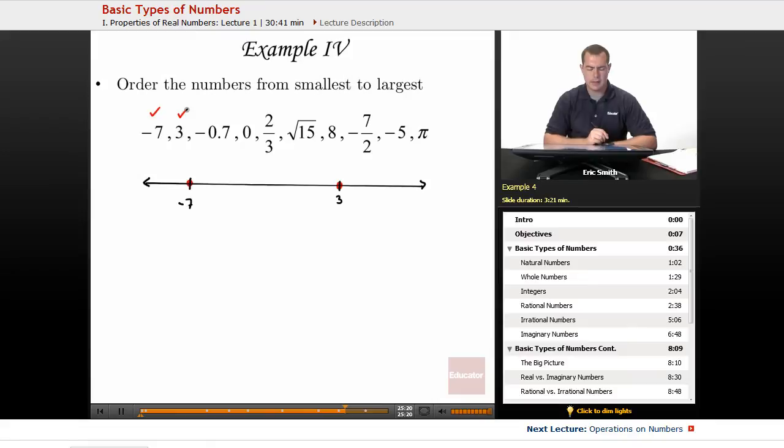Negative 0.7. Well, that's not very big. I know it's definitely larger than negative 7 and less than 3. So let's go ahead and put it maybe right here. Negative 0.7. Zero is a good number, so we can put it greater than negative 0.7. And 2/3 is larger than 0, so we'll put it on the right side.